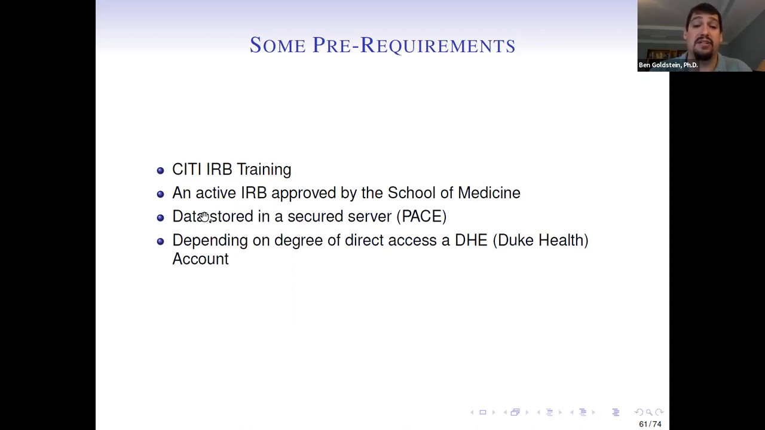Typically, the data need to be stored in a secure server. While data can be sent to university side servers, the most typical server, which I'll talk about, is what's referred to as PACE, and they need to be stored there. And depending on the degree of direct access, and if you're going to get PACE access, you need to have what's called a Duke Health account or a DHE account. A DHE account, it's not that hard to get, but the main initial step is that somebody on the School of Medicine side has to initially sponsor you. So it's a very easy process for a university person, but you do need to have sponsorship by somebody on the School of Medicine side to initiate that process.